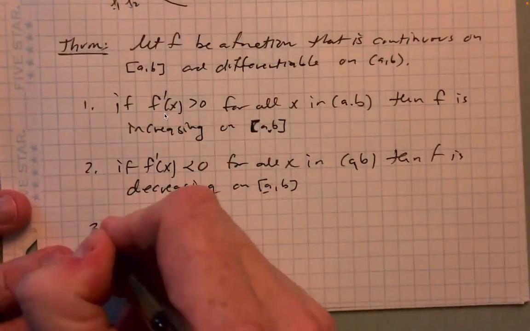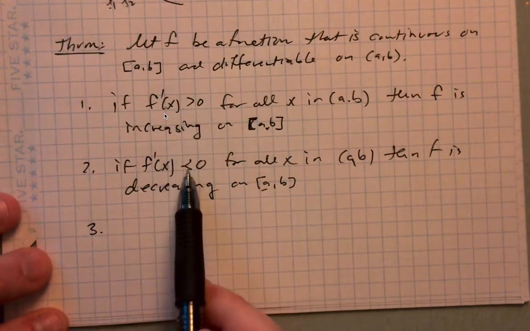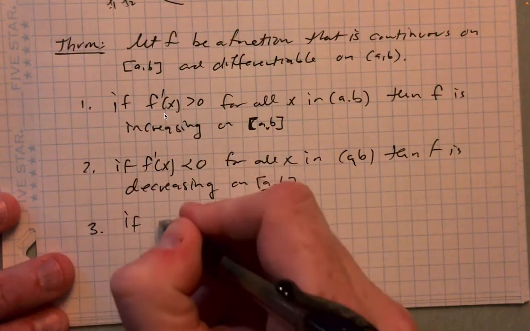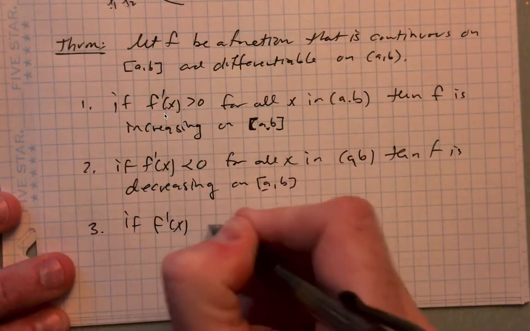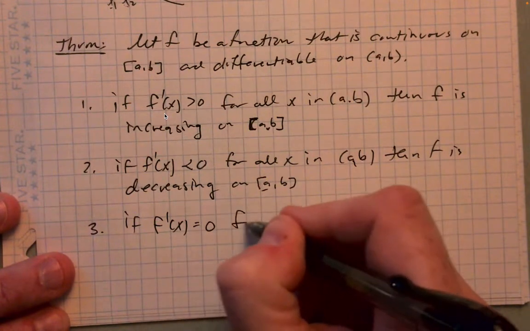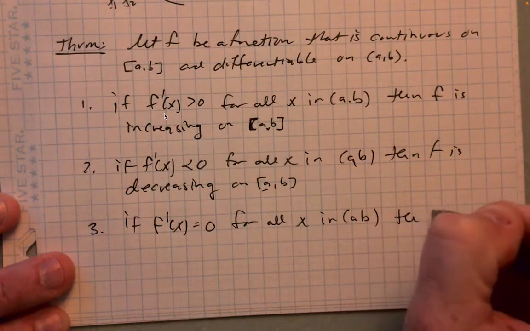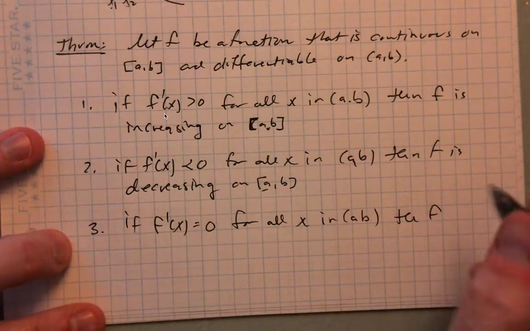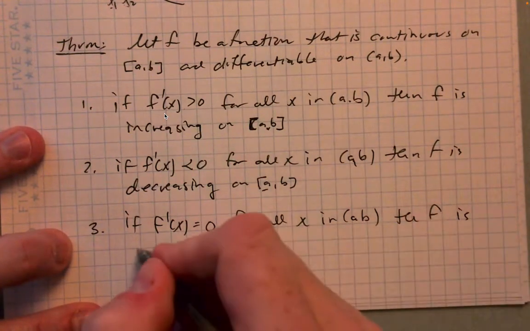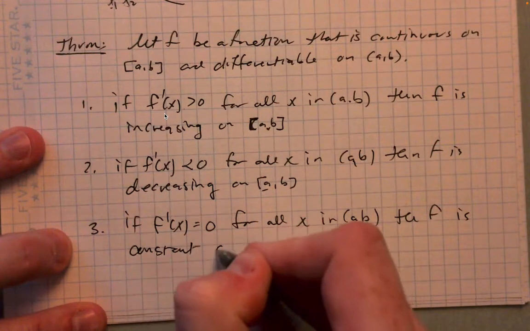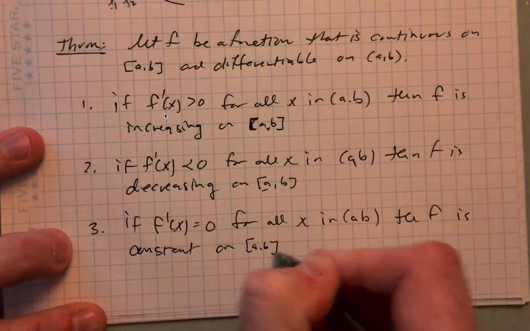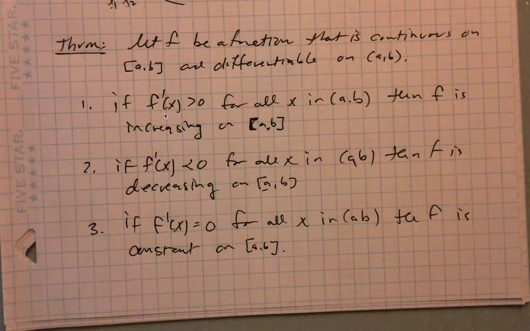Okay. And then notice here that this is strictly greater than, this is strictly less than. So what happens in the equality case? Well, if the derivative is equal to 0 for all x in AB, then f is constant on AB. Okay, so those are all very intuitive ideas, hopefully.